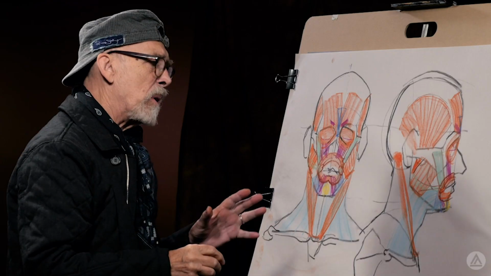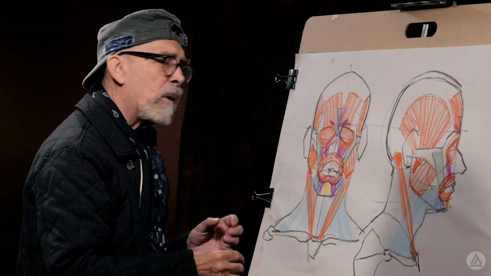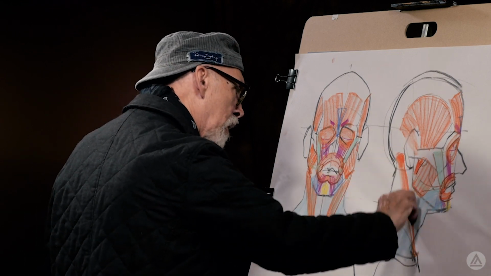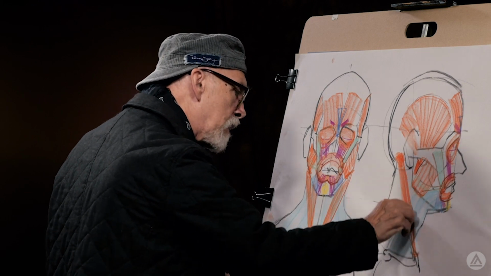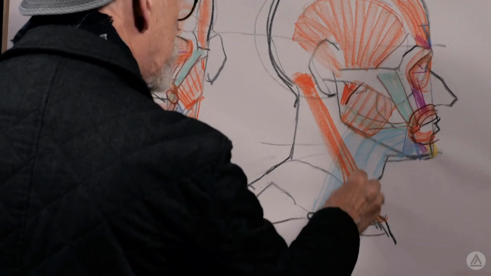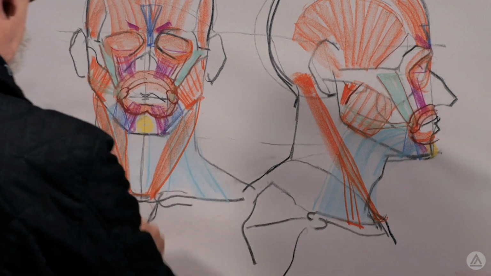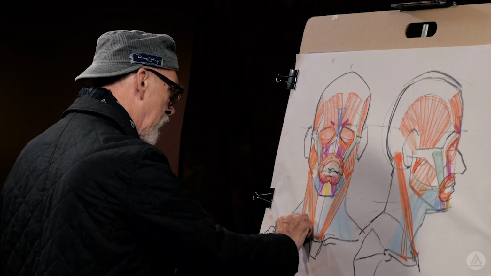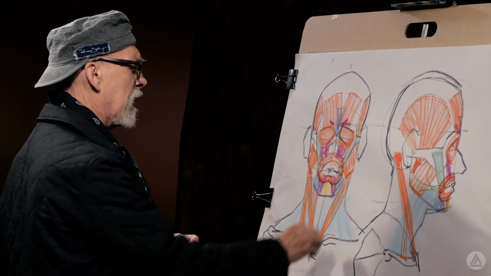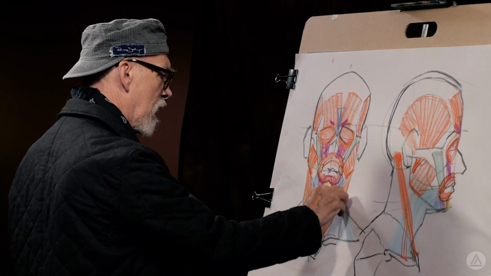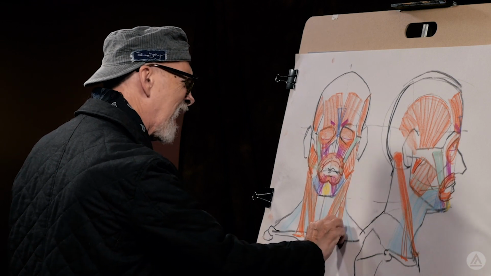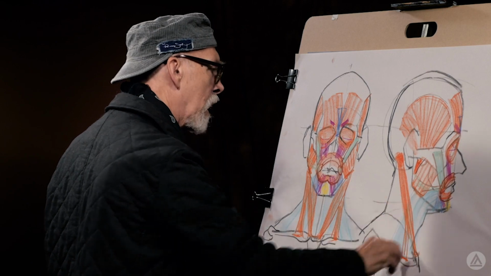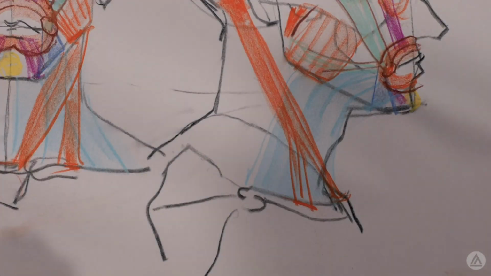Now, remember it's sternocleido, so cleido refers to the clavicle. So the second head of that sternocleido muscle spins off and attaches to the clavicle. And from the front it comes straight down like that and makes that connection.